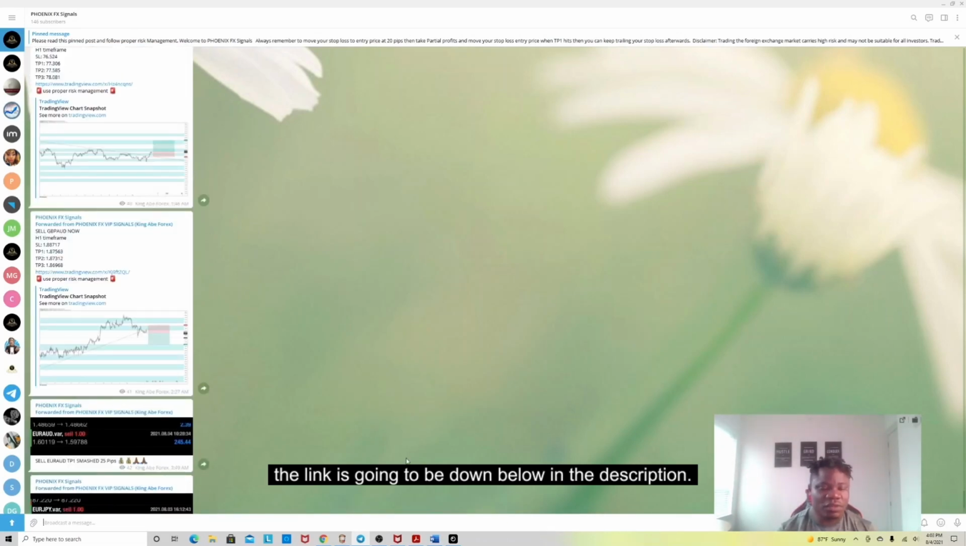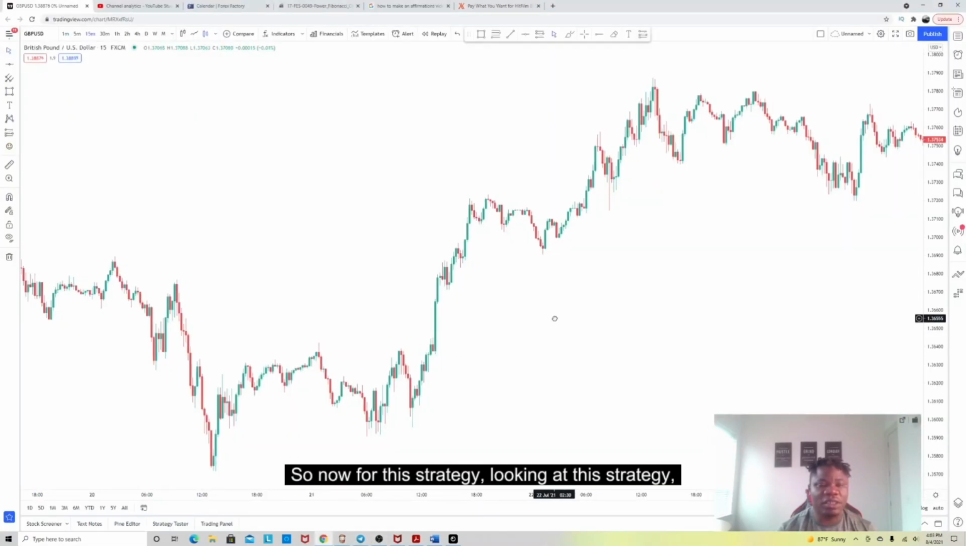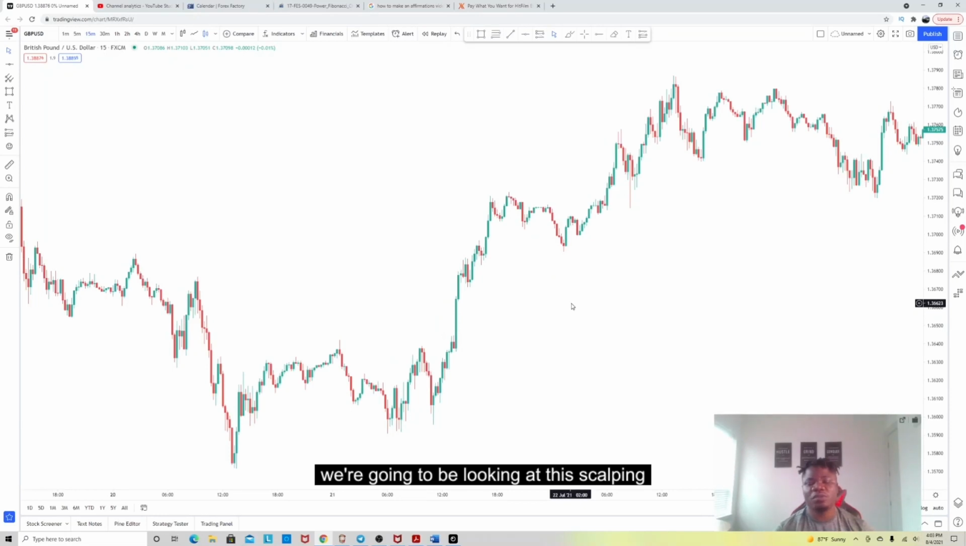So now for this strategy, we're going to be looking at this scalping strategy today on GBP USD, and I recommend using this strategy on the 15-minute time frame. You can use it on the 5-minute time frame as well, and actually this strategy works on all time frames and all pairs if you want to.